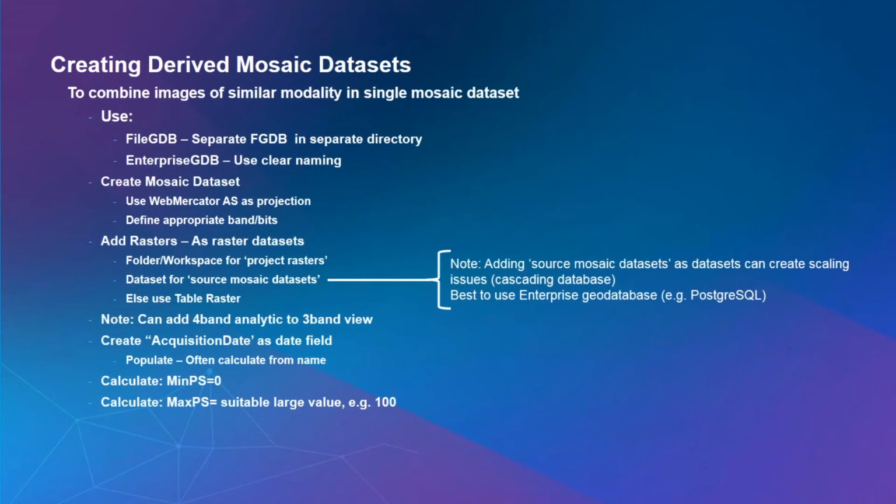There are a couple of other recommendations that we put here. One thing is you create a field called acquisition date. A mosaic data set is really just a database with lots of different fields. You can add acquisition date or any other metadata that you want, and you populate that with the dates of all the different images.